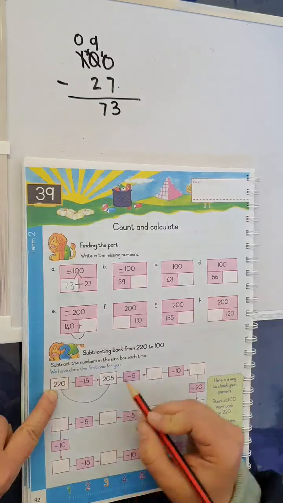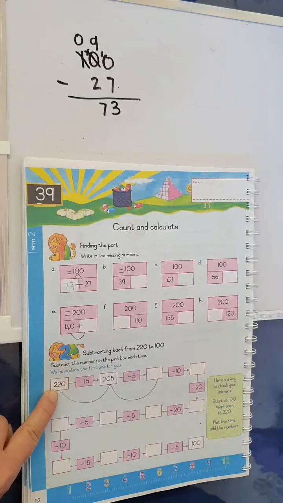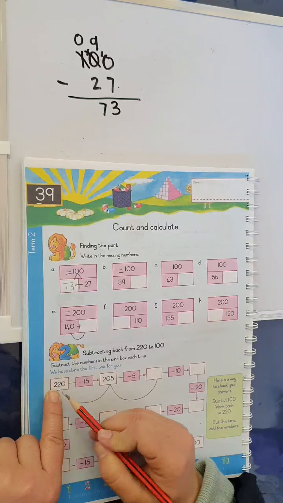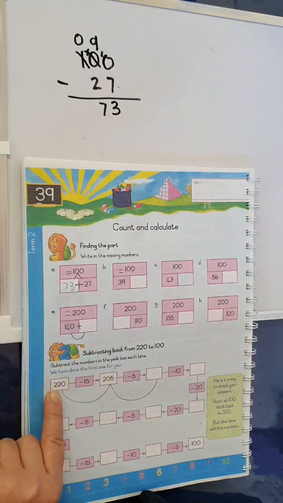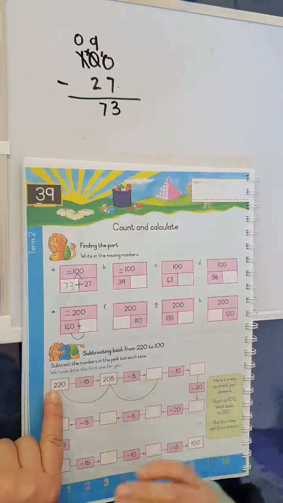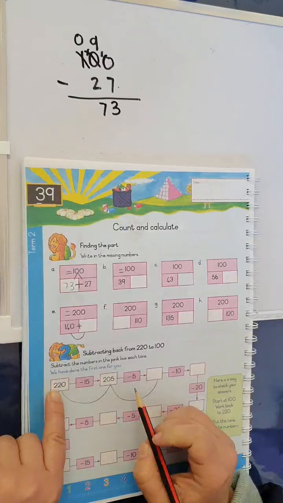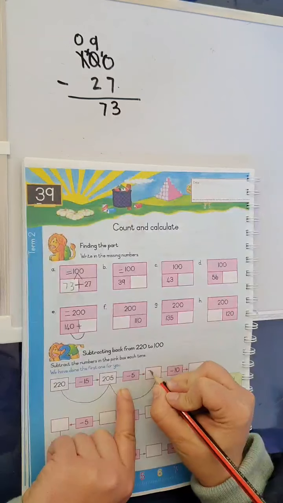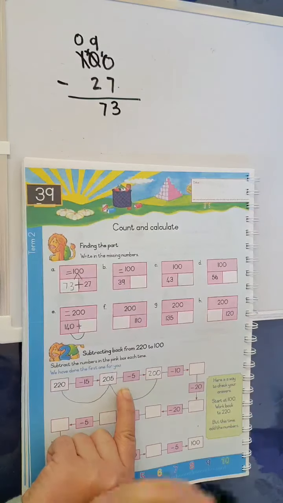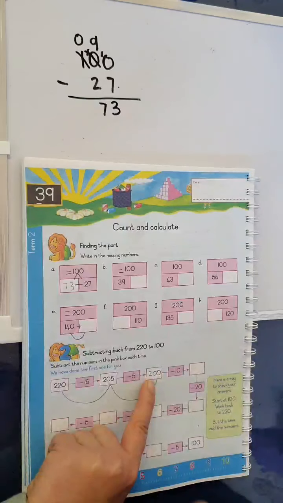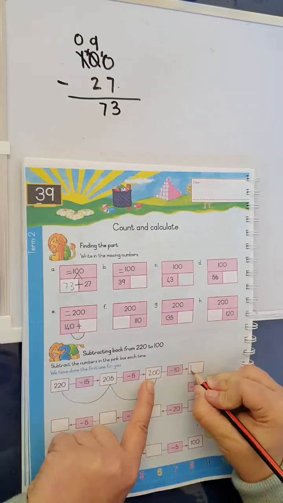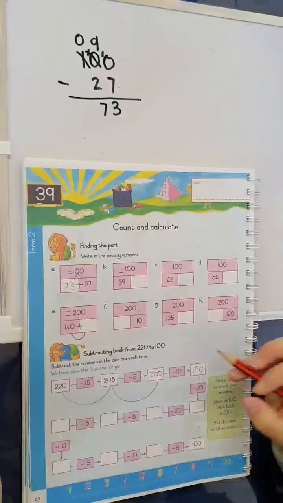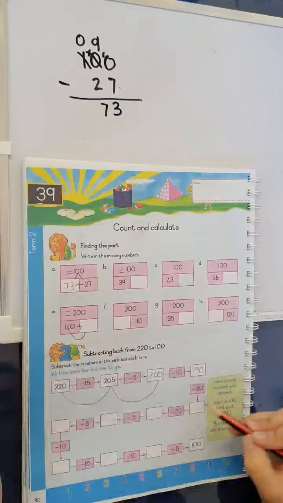220 jumps to 205, jumps to this one. The pink boxes are the number we are subtracting from 220 to get to 205. But this time they give you the number you have to subtract. So you're going to say 205 minus 5 is 200. 200 minus 10 is 190. You can also use the 200 sheet to count backwards using these numbers.